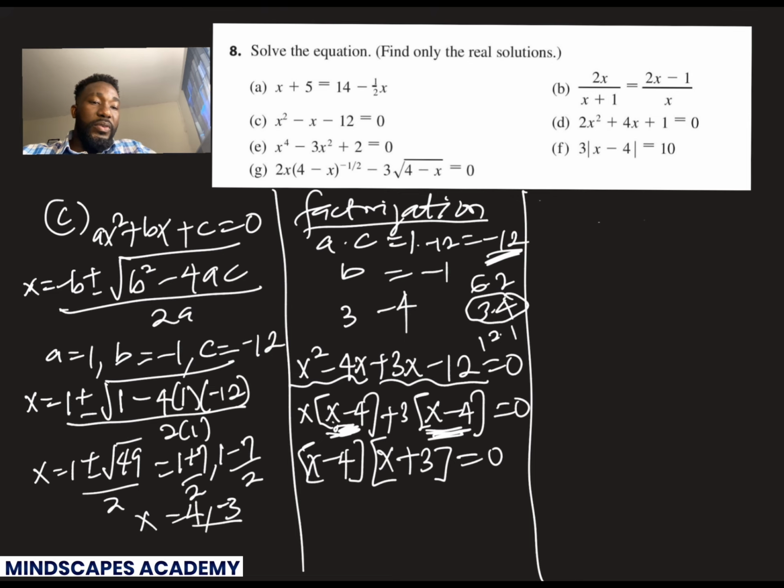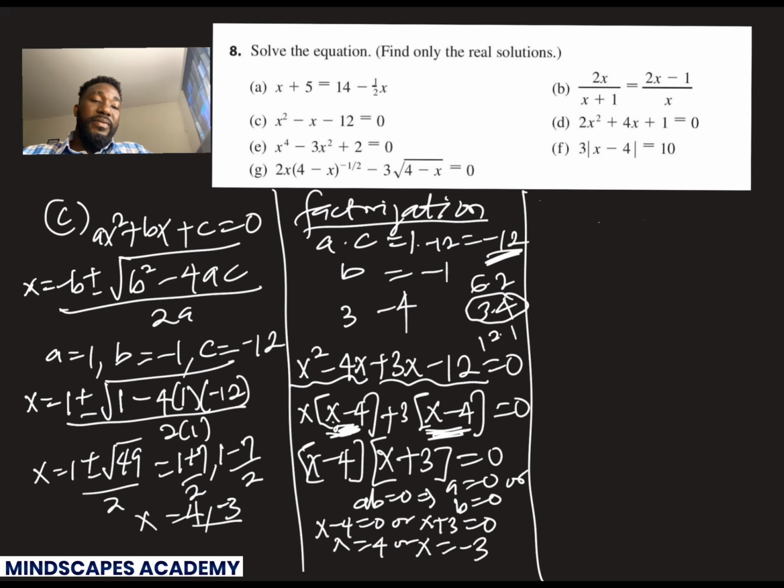Now if you have a product, AB equals 0, this implies A equals 0 or B equals 0. If a product is equal to 0, at least one of those numbers has to be 0. So we have x minus 4 equals 0 or x plus 3 equals 0. Now this says x equals 4 or x equals negative 3, just like the first one we solved.